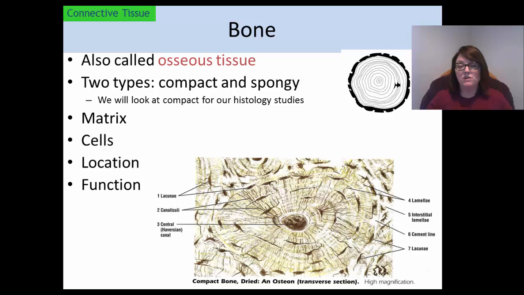So the matrix of bone is composed of an organic component and an inorganic component. The organic component is collagen protein fibers, and the inorganic component is calcium and phosphate crystals, also called hydroxyapatite crystals. So we have a matrix that's rock plus flexible protein fiber. And that collagen is important in bone. It does give bone a little bit of flexibility.